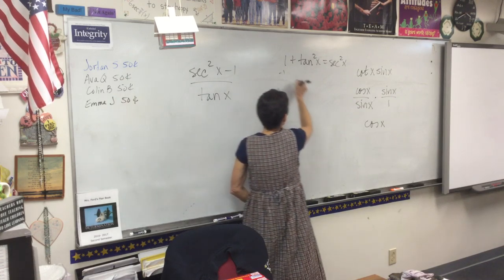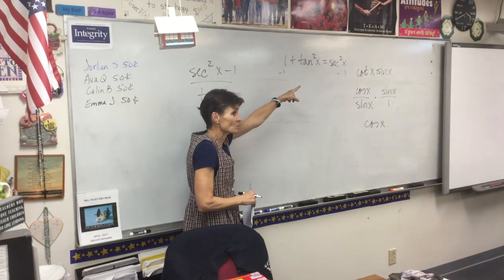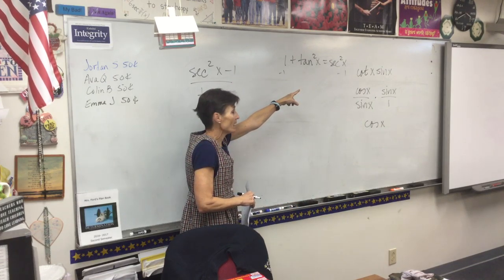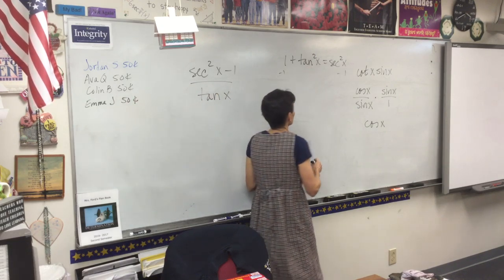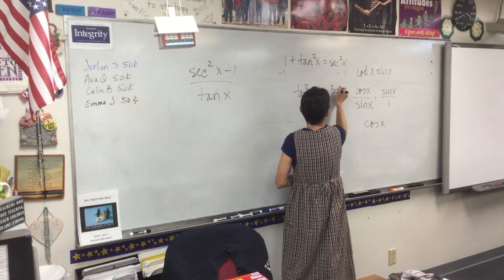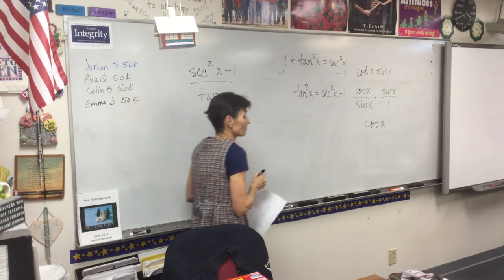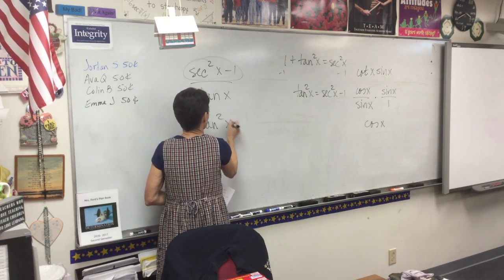If I were to subtract 1 from both sides, wouldn't I have secant squared minus 1? And what does that equal? Tangent squared. This says tangent squared equals secant squared minus 1. So this is tangent squared.